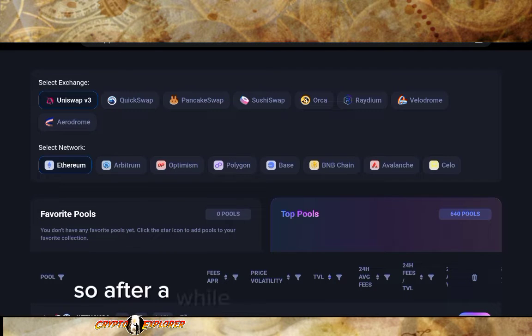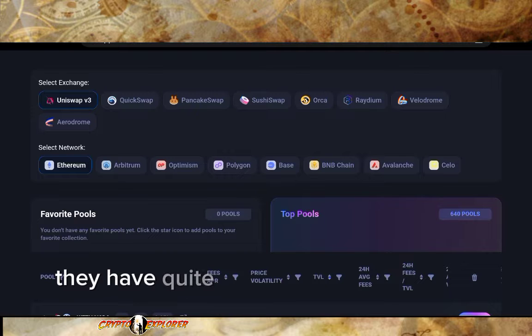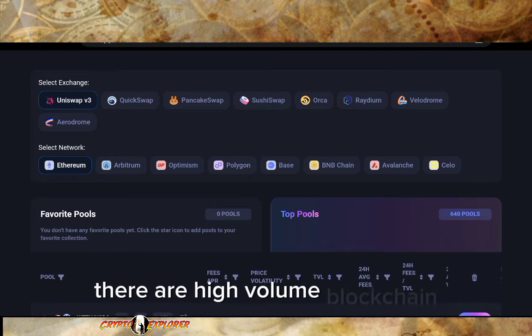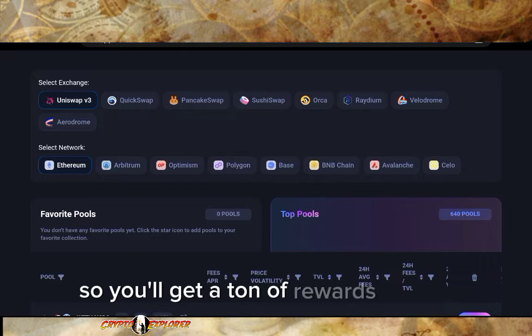So after a while, when you are already comfortable with all the mechanisms behind providing liquidity, then yeah, start exploring Ethereum. They have quite good liquidity pools on there also. It's a high volume blockchain, so you'll get a ton of rewards as well.